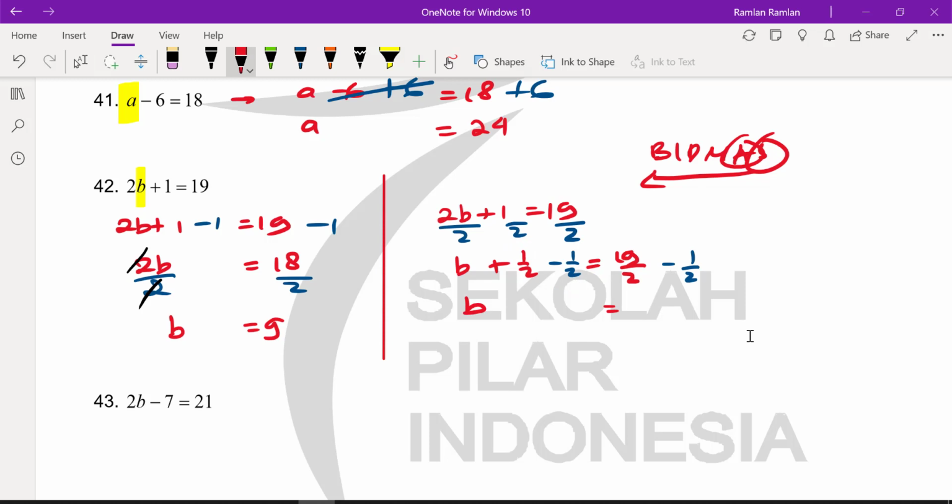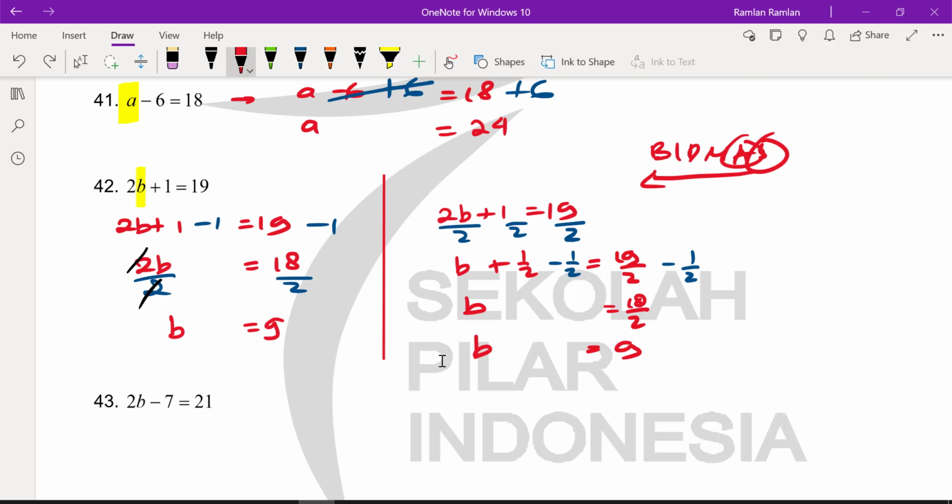And 19 over 2 minus 1 over 2 is 18 over 2. 18 divided by 2 is equal to 9. Can you see that we have the same exact result? Okay, so we can choose whatever process you want as long as it is systematic and you get the final answer correctly. Okay, but I prefer to do it like this. I don't know about you.